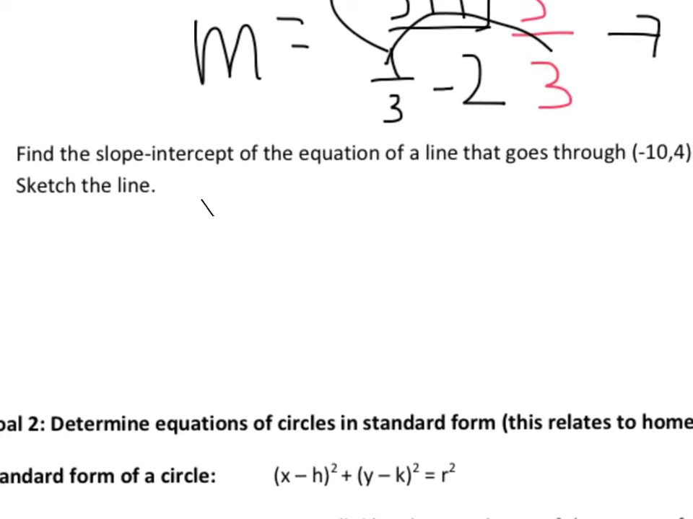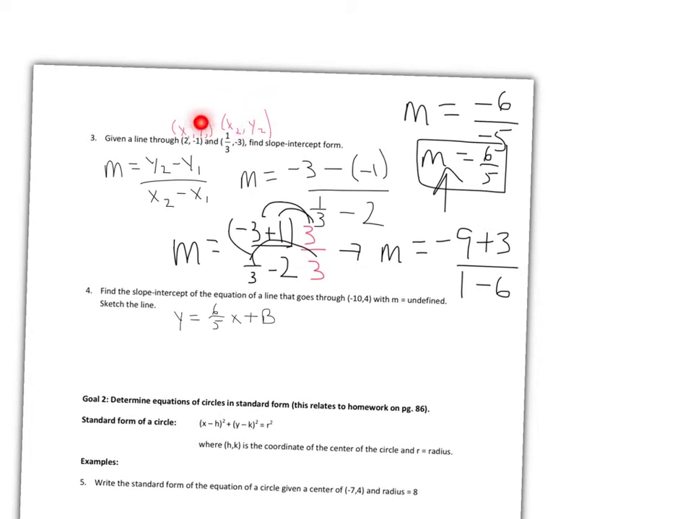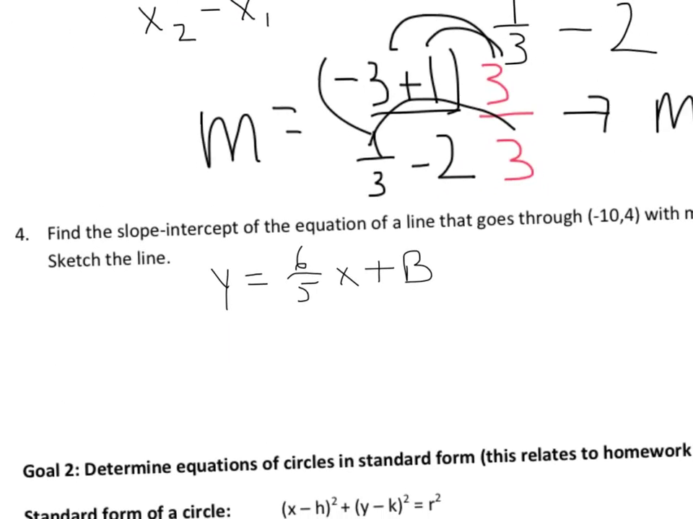slope-intercept form. So I have y equals 6 over 5x plus b. Now remember, we need one coordinate, so we look up here, we need one of these coordinates, plug in for x and y. Well, you could do either of them. This one's easier, 2 for x and negative 1 for y.